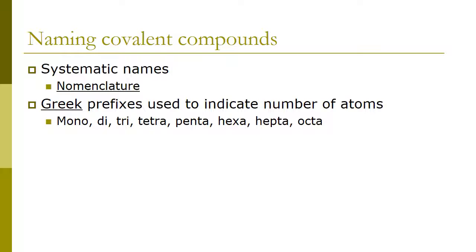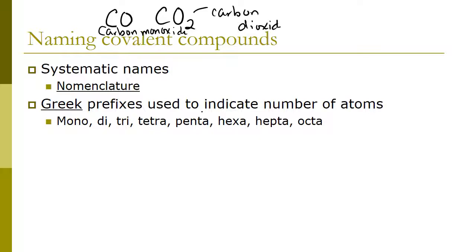So let's look at an example. You should know these. We have CO and we have CO2. Both compounds of gases you're probably pretty familiar with. Do you know their names? CO is carbon monoxide. CO2 is carbon dioxide. Based on the fact that you already knew those two gases, let's see if we can link it to the nomenclature for those particular compounds.